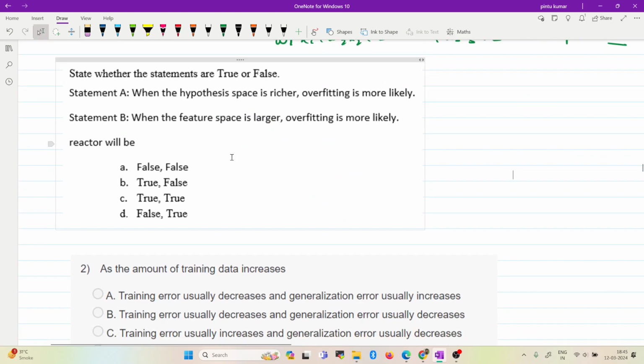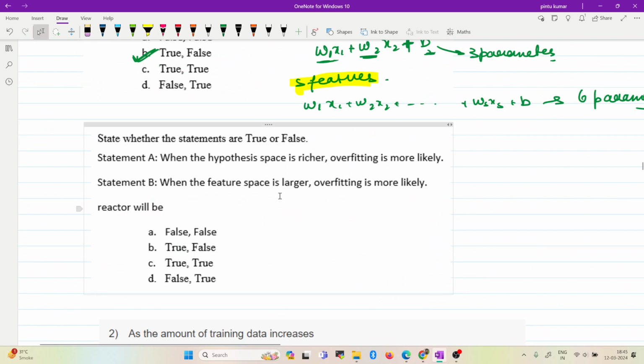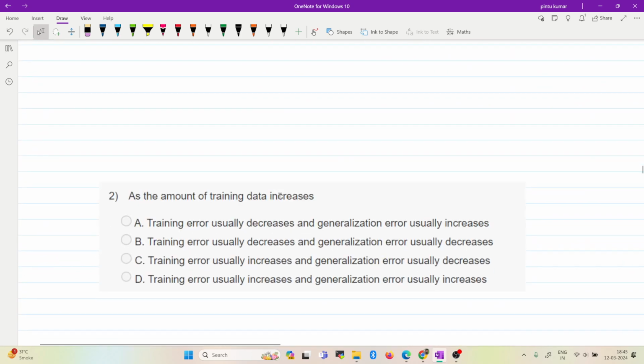Again, I think this question is repeated. Yeah, we can ignore this question.